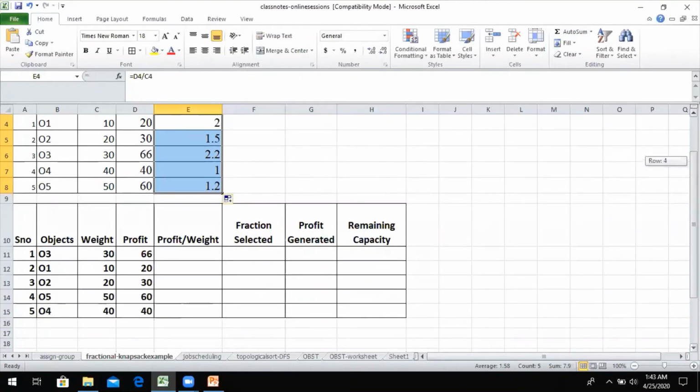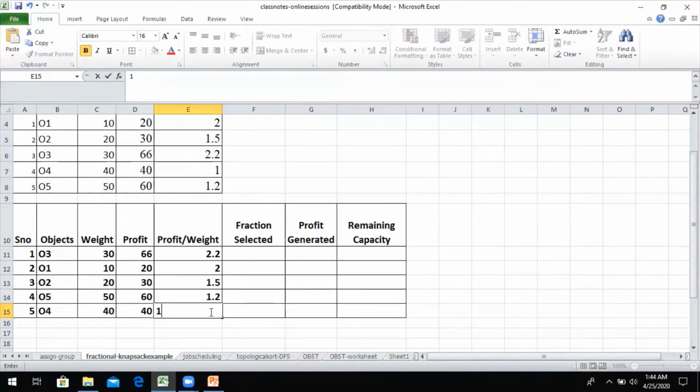Once the profit by weight ratio is determined, the next step is to order these objects in the descending order of profit by weight ratio. So if you look at the P by W ratios here, 2.2 is the highest. So O3 is ordered first with 2.2. Then we order O1 with 2. Then we order O2 with 1.5. Then we order O5 with 1.2. And then we order O4 with 1 as the P by W ratio.